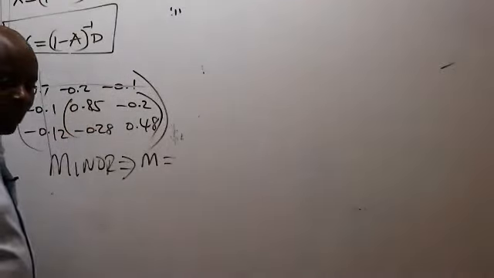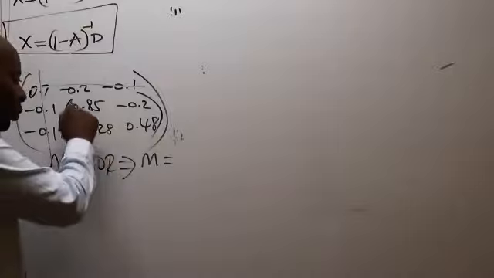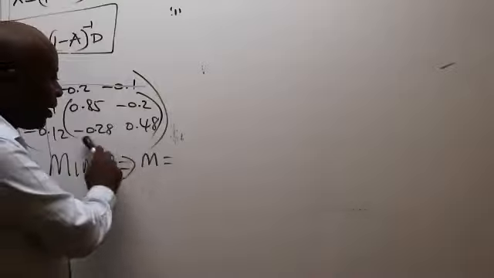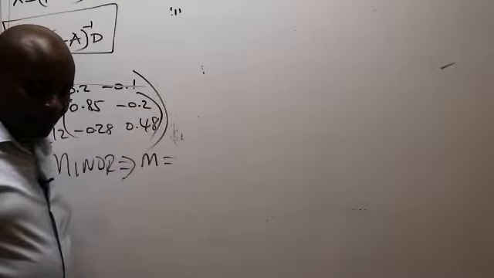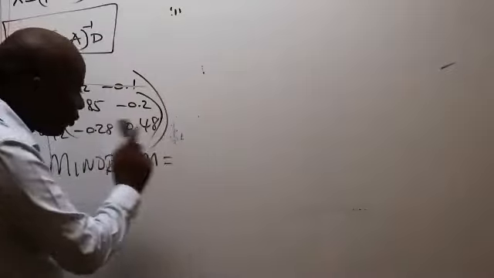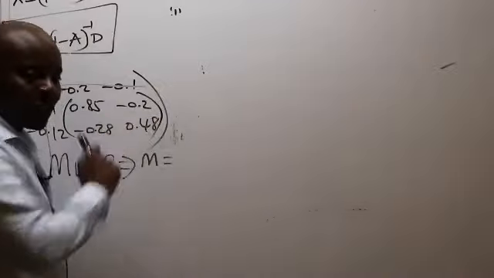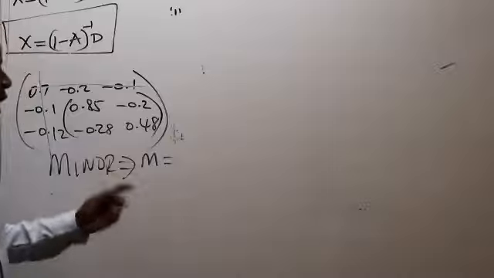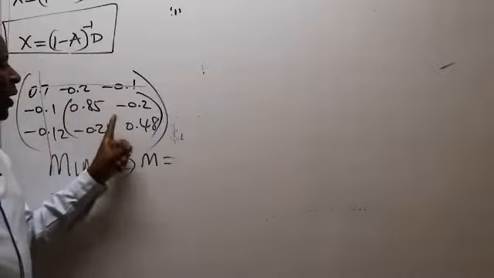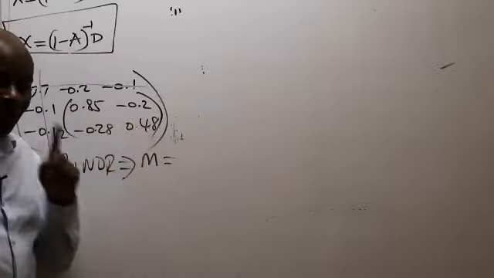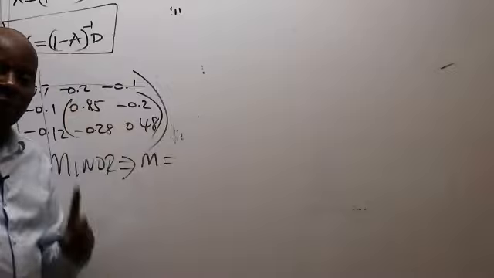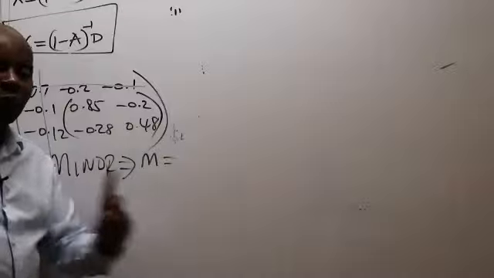Is there anybody who is able to give me the determinant? Remember, determinant is product of primary minus product of secondary. So product means that I'm multiplying. So product means I take 0.85 times 0.48 minus. Remember that the secondary must always be put in brackets.